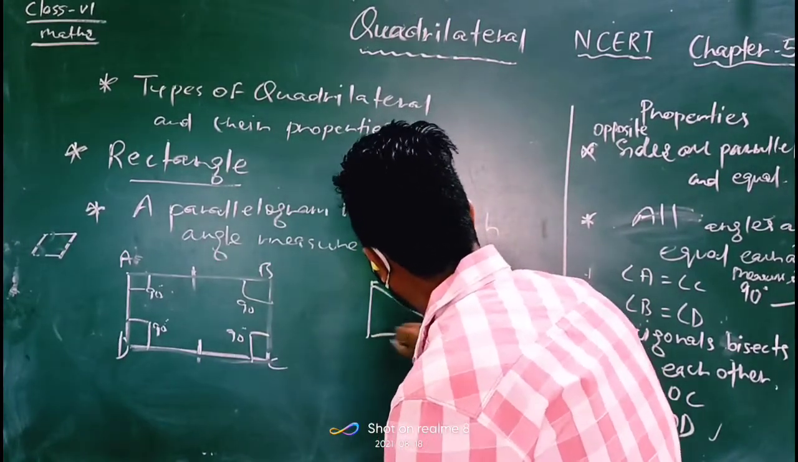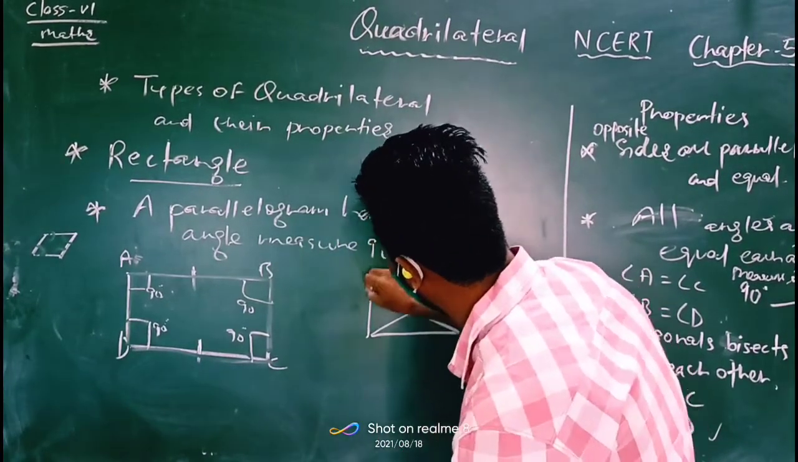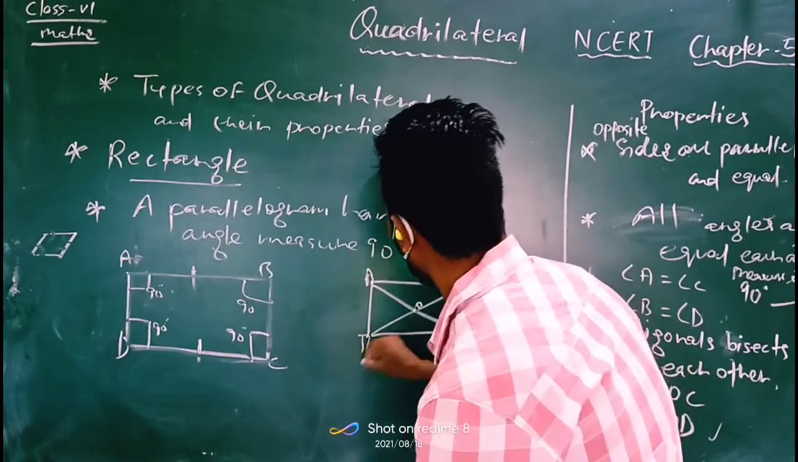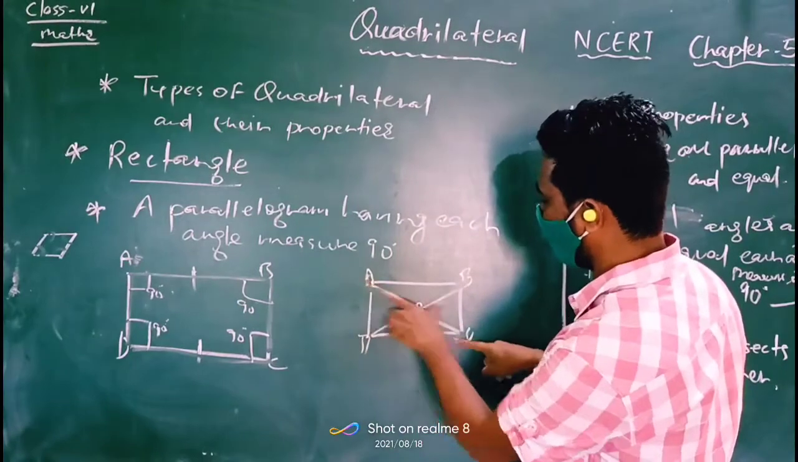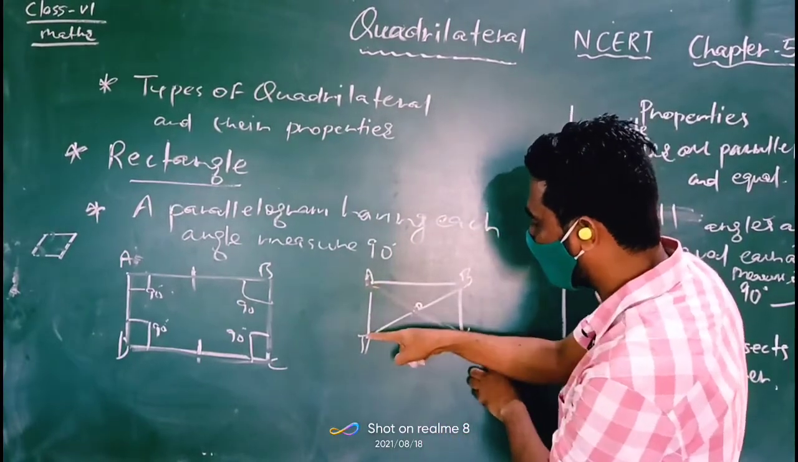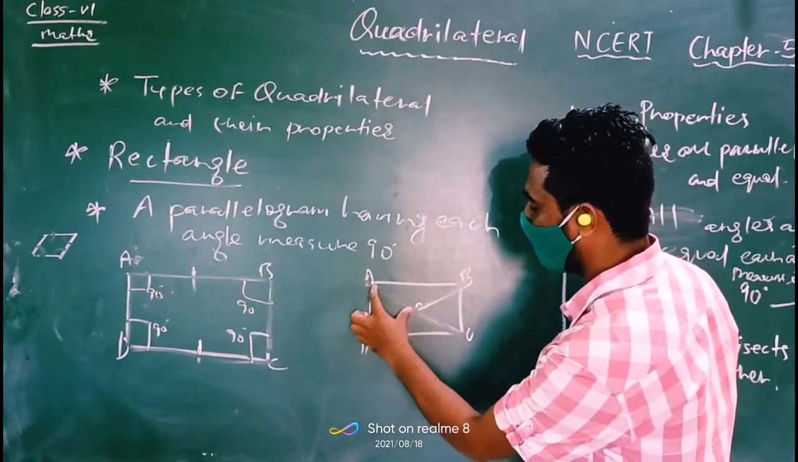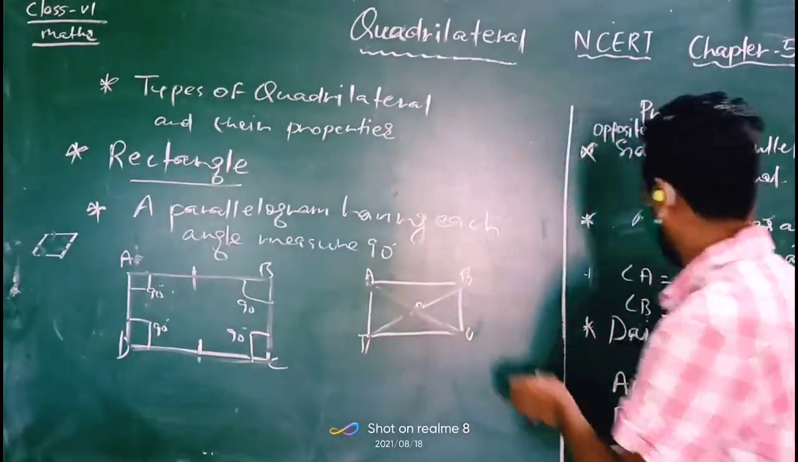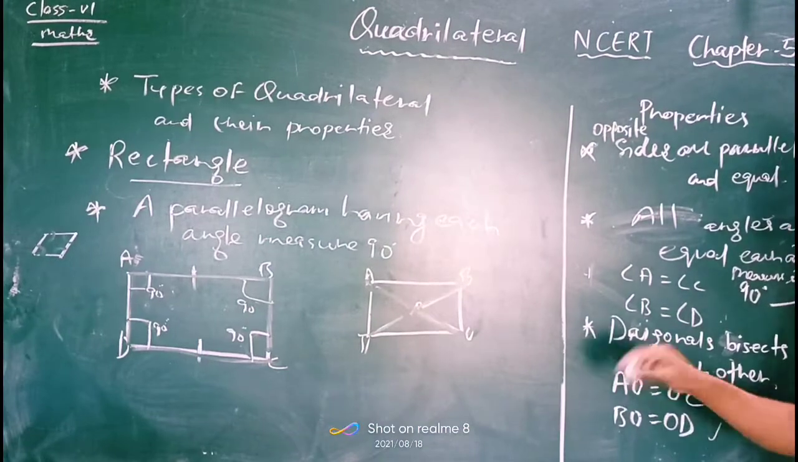Suppose this is a rectangle and these two are the diagonals, and this is A, B, C, D. So this is O. You see, AC is the diagonal and the AC diagonal is intersected by BD. So the parts AO and OC will be equal, OD and OB will be equal. So diagonals bisect each other in a rectangle also.